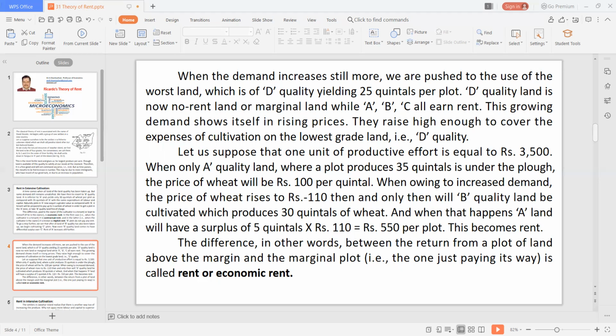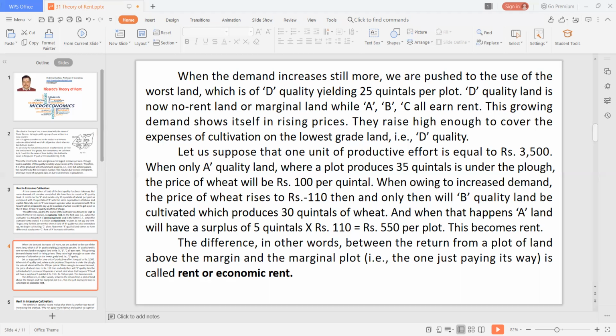When we are having two different qualities of land, the superior quality of land may get the surplus rent. That particular rent, in this example, 110 rupees is per quintal. The excess cultivation is 5 quintals. So land A can enjoy the rent of up to 5 quintals at 110 rupees, equal to rupees 550 as a rent. The difference, in other words, between the return from the plot of land above the marginal plot, we used to call it as economic rent.